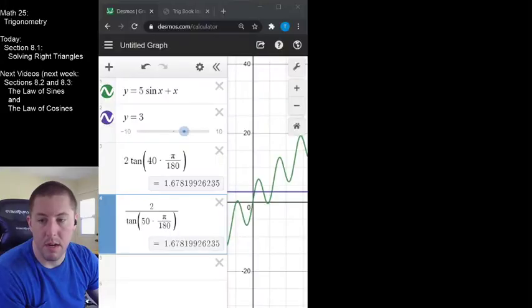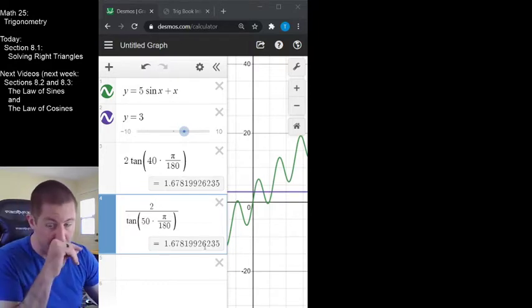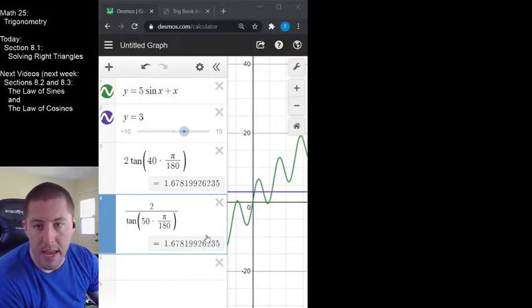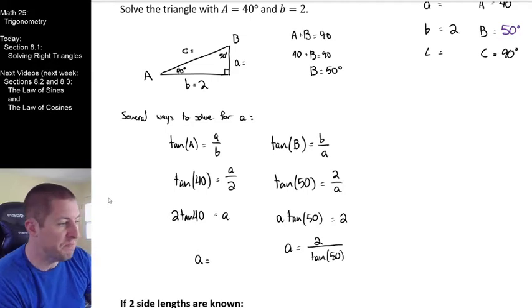You can still see this in my calculations right here. Again, Desmos always stays in radian mode. So if you want to do 40 degrees, I'm converting 40 degrees into radians by multiplying by pi over 180. And you should see here we are getting the exact same decimal expansion for 2 tangent of 40 degrees or 2 divided by tangent of 50 degrees. I'm going to call this 1.678, rounded to 3 decimal places.